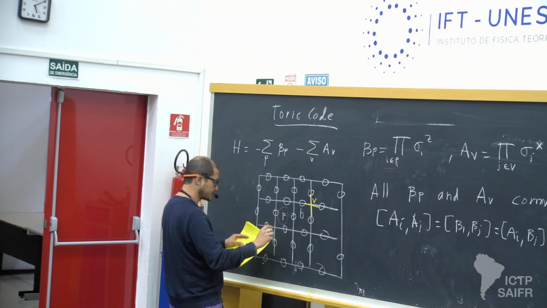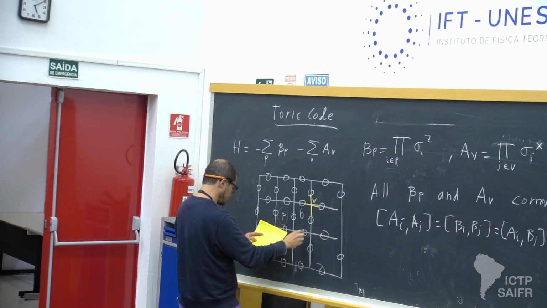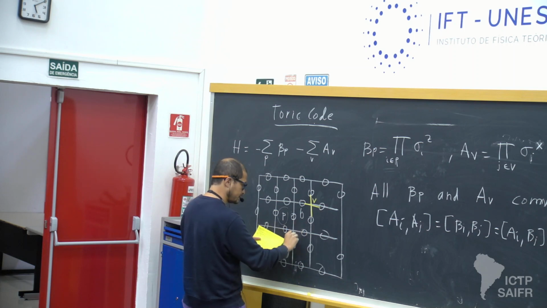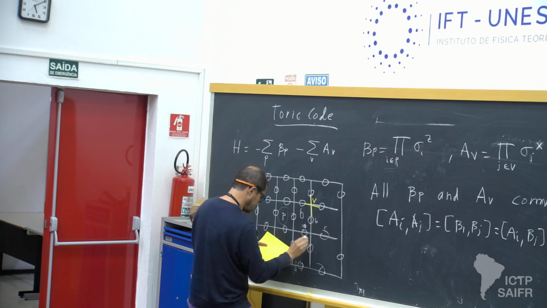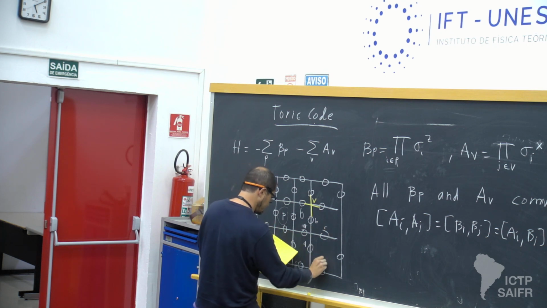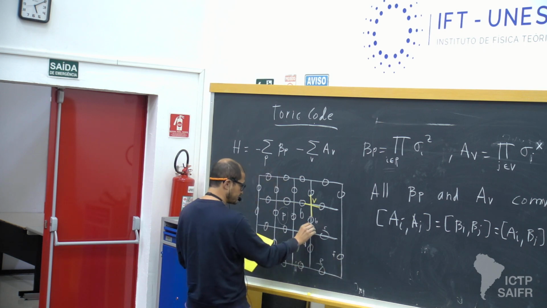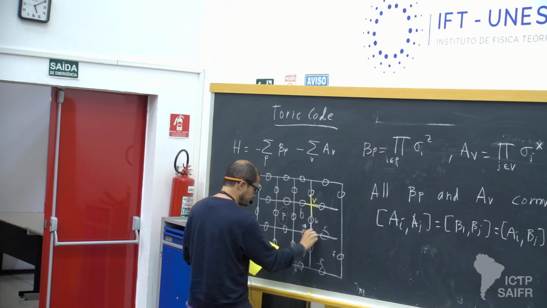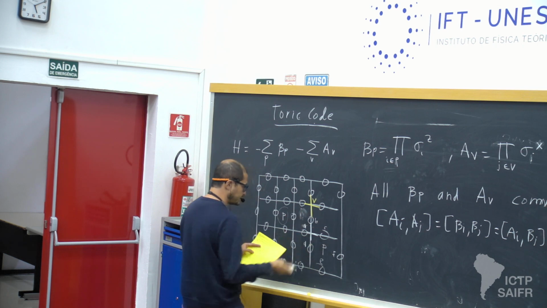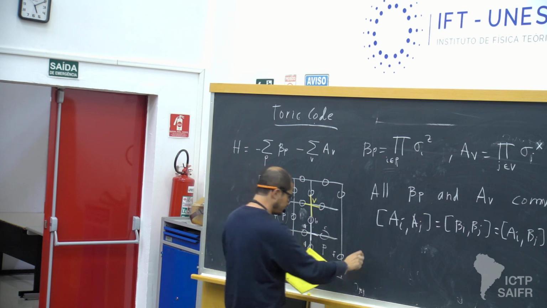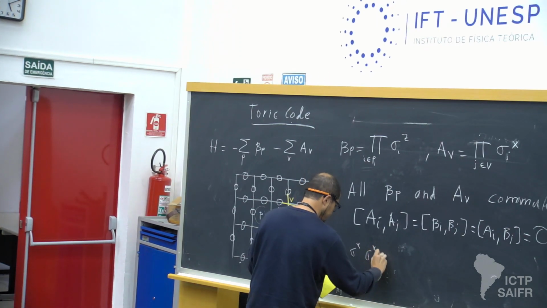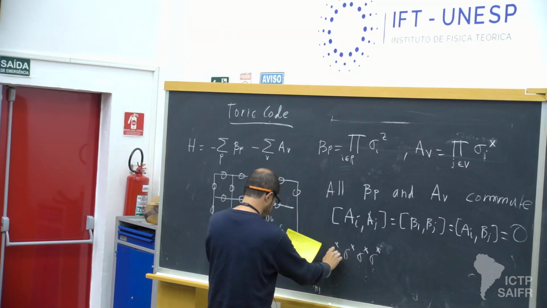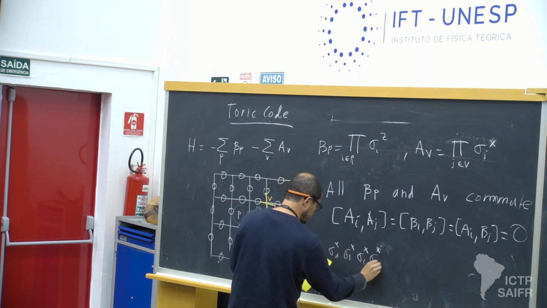If you write this down, let me see if I can do it quickly. Let's call these sites A, B, C, and D, and this E and F. Suppose we're talking about this vertex here and this plaquette here. Then the vertex is X, X, X, X on A, B, C, and D.